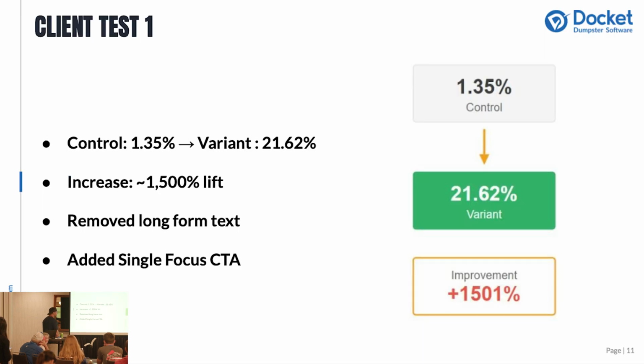So this first one here was for a client of ours. Their click-through rate was 1.3%. So the people that clicked on the Book Now button, 1.3% of their traffic was clicking that button.